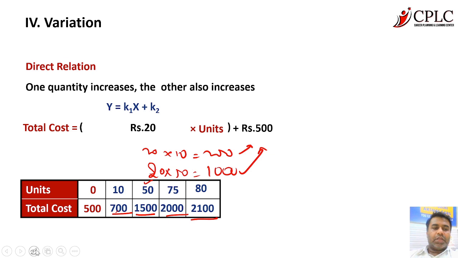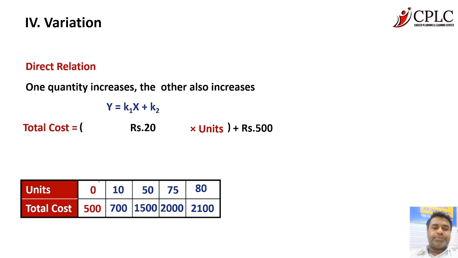Are you getting my point? So now if suppose I have to find a relation, since as we say if one quantity increases the other also increases. So let us try to understand the relation. Okay? Just observe the units part. If you observe the units part, the value is changing from 0 to 10. So there is an increase of 10. From 10 to 50, there is an increase of 40. From 50 to 75, there is an increase of 25. From 75 to 80, there is an increase of 5. And accordingly, the value is also increased.